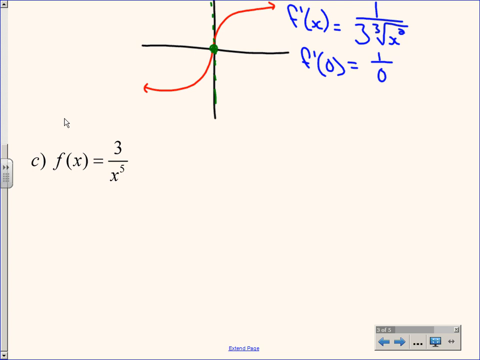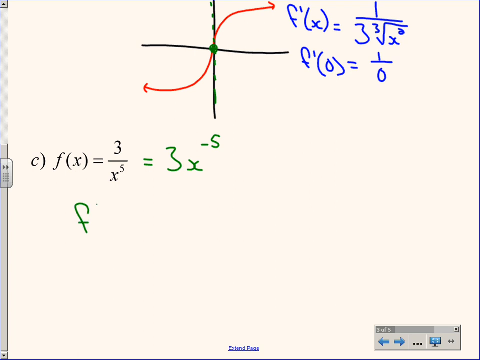f of x equals 3 over x to the 5th. Once again, a question that we really don't want to do by first principles. But we can take sort of the same approach we had with b. If we rearrange that and bring the 5 up to the top, you bring it up to the top as long as you make it a negative exponent. Kind of like we did in the last example, right? We had a negative exponent, we dropped it to the bottom.